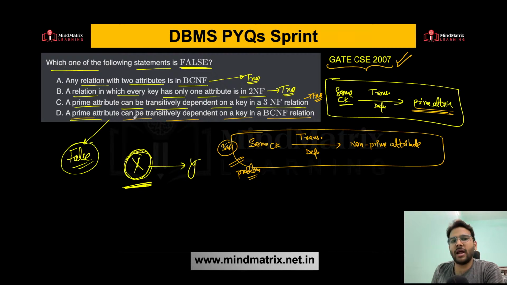A prime attribute can be transitively dependent on a key in a BCNF relation. So by contradiction, we have proved that it is not possible. This statement is false. So option D is the correct answer.